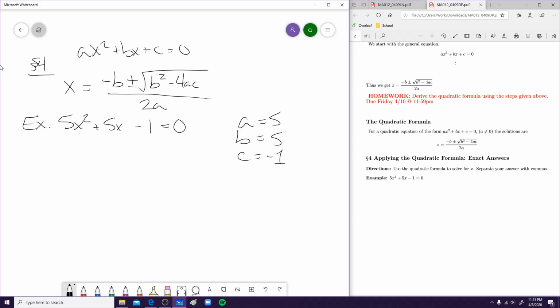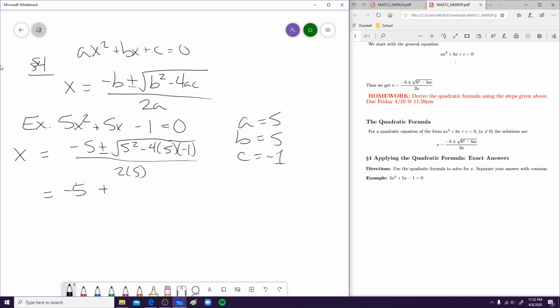Right? So now, let's do the formula. So it's x is equal to negative b. I already have the formula written down, so I'm not going to write it down again. So it's going to be negative b, so negative 5 plus or minus 5 squared minus 4 times 5 times negative 1, all over 2 times 5. Right. And now we just have to simplify.